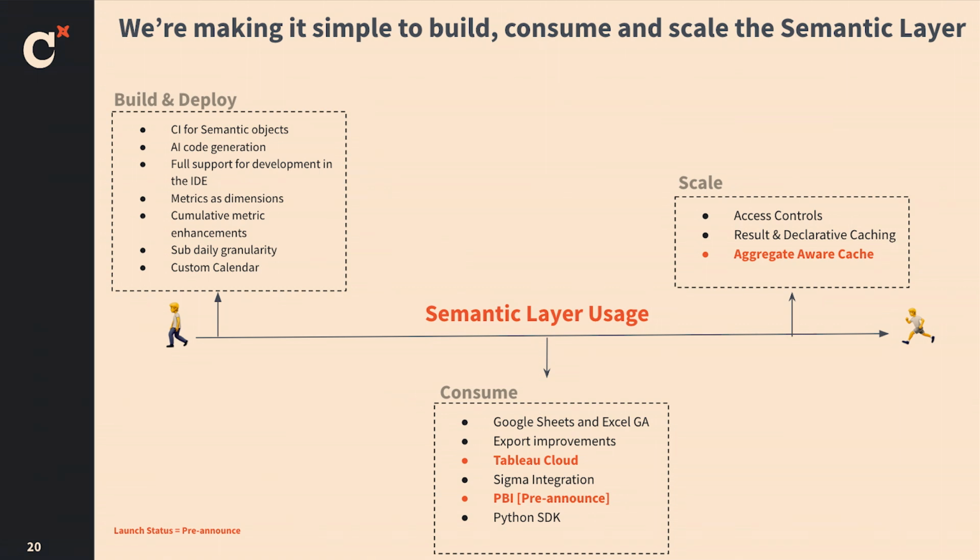The goal of these product investments is to help you get from semantic layer curious, just testing things out, to up and running and serving metrics to everyone across your organization. These are some of the other features we've released this year across these three dimensions. I'm happy to chat about anything here that catches your eye in the question period or after the session.